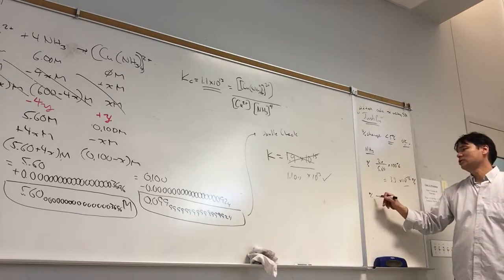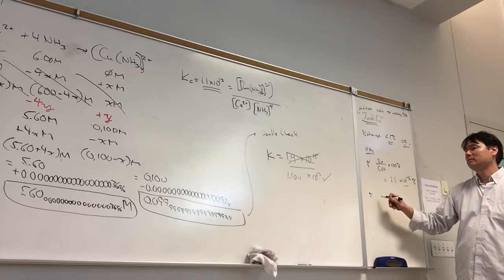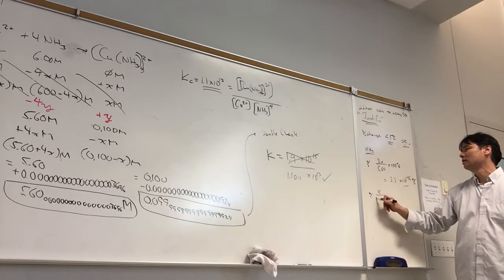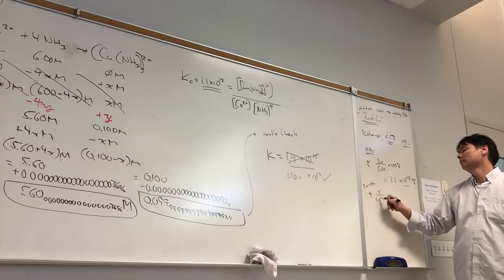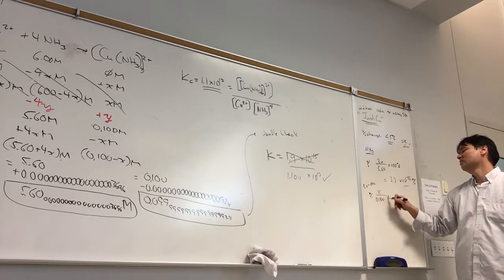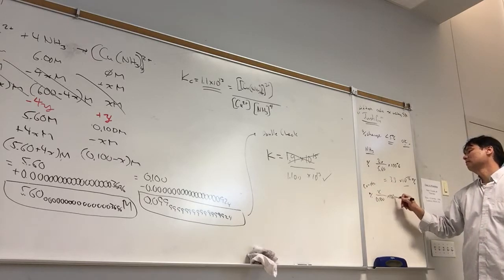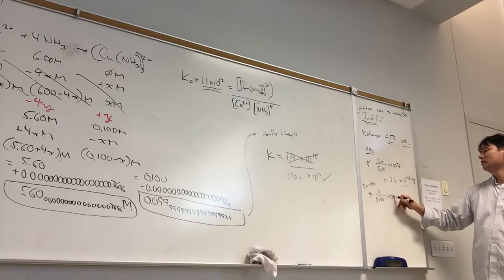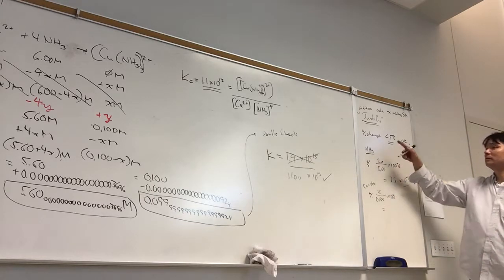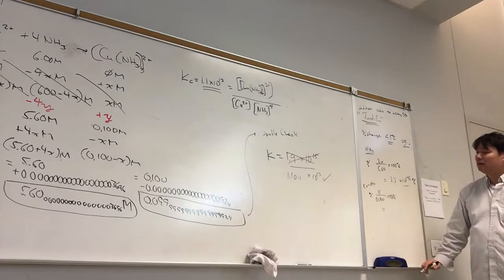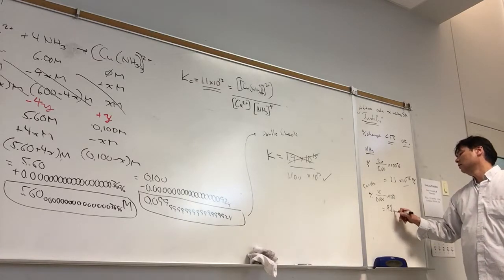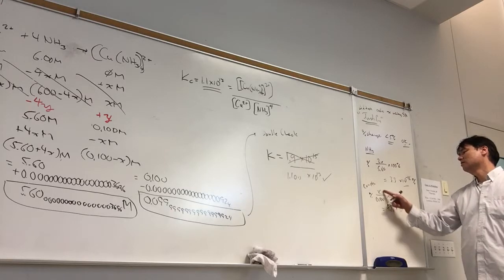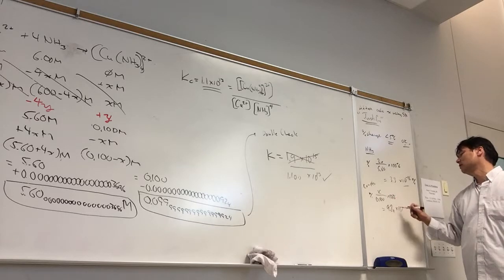And let's look at the percent change for the complex. The percent change for the complex is x over 0.100 times 100%. And so the percent change for the complex is going to be x, which we got earlier, 9.24 times 10 to the minus 18, so it's going to be minus 17, minus 16, minus 15. 10 to the minus 15%.